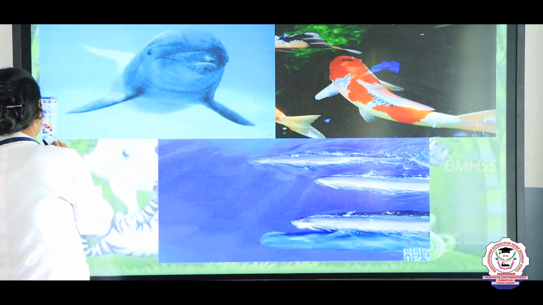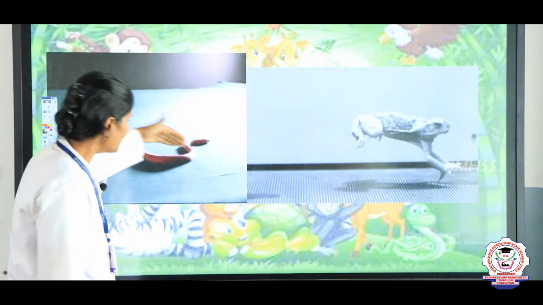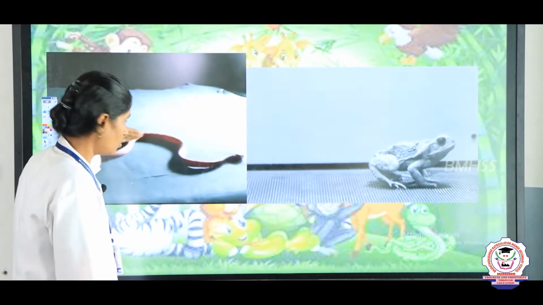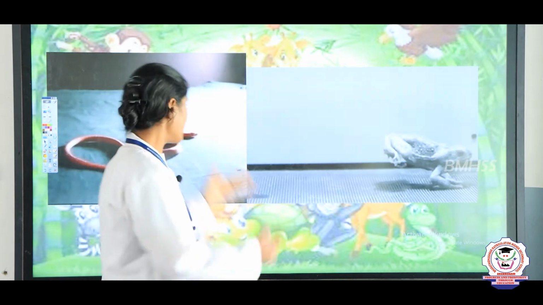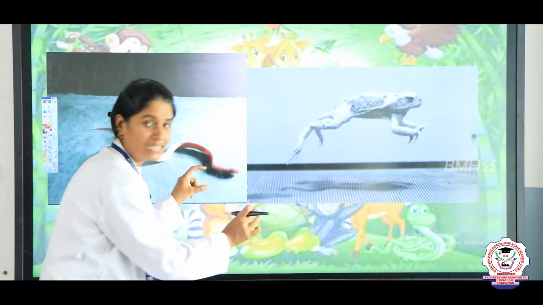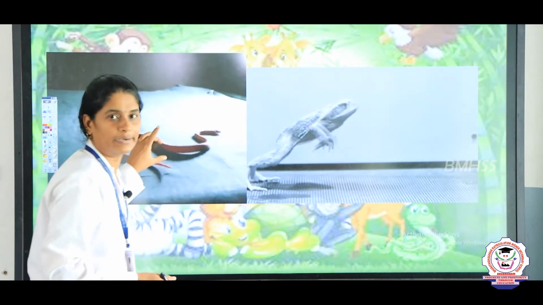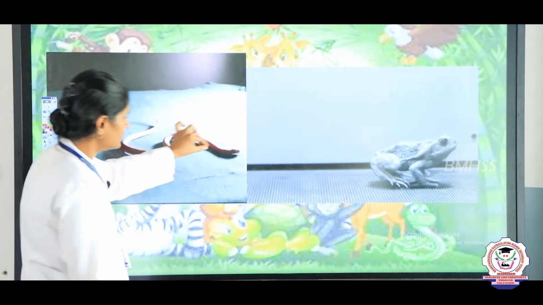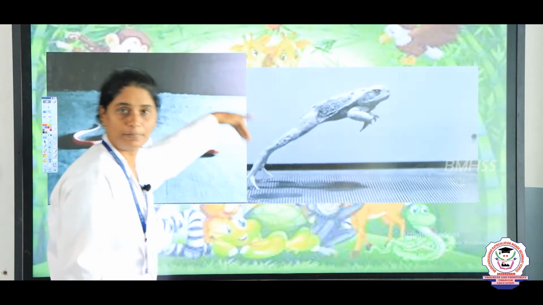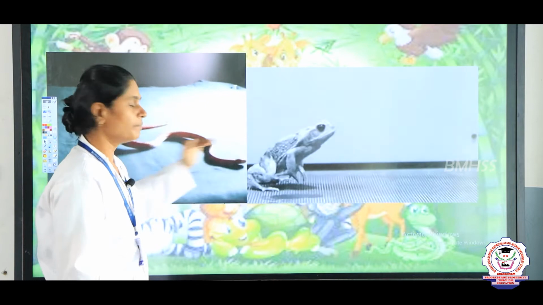Next, we are going to see snake. Snake moves with the help of the scales on their body. You must have understood about the body covering, right. The snake's body is covered with scales. Using the scales the snake moves, right. This type of movement is called undulatory movement, S-shaped movement, right. Using the scales on their body, the snake moves from one place to another. They don't have any legs. Using the scales only, the snake moves.